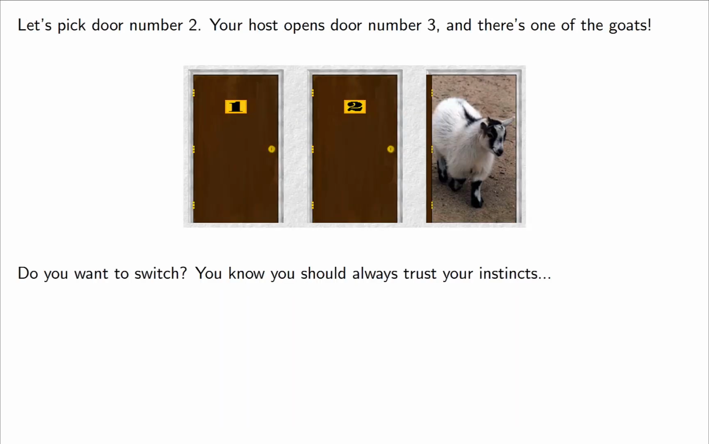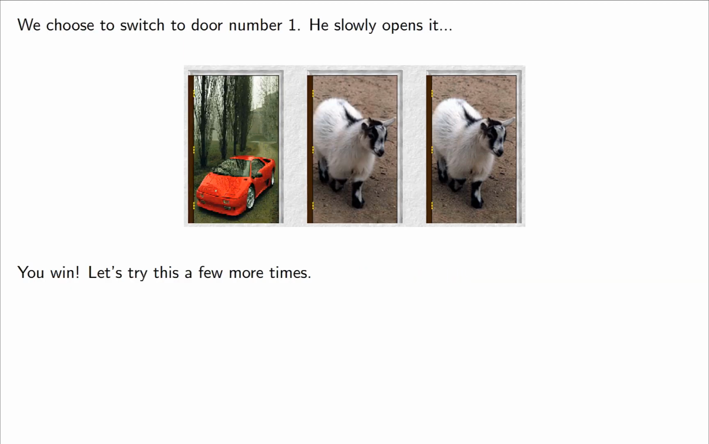For my example, I'll pick door number 2. When I pick door number 2, my host opens door number 3 and shows me there is a goat behind door number 3. Well now, should I switch? Should I stay with door number 2? It was my first gut instinct. Maybe I should trust my instincts. But I think I'm going to choose to switch. I switch to door number 1, and look, I won a car, and it's a pretty nice one too.